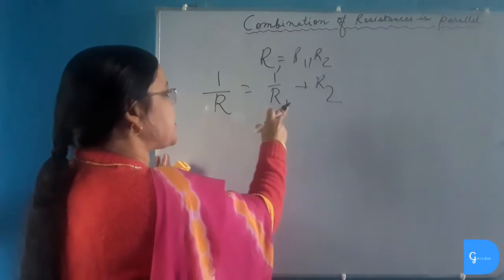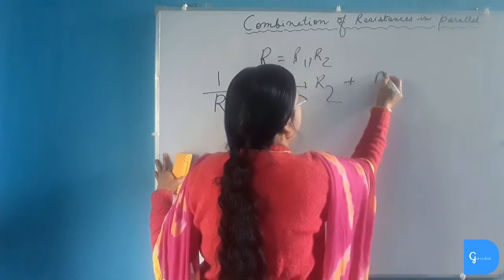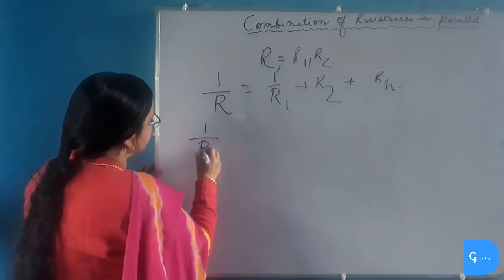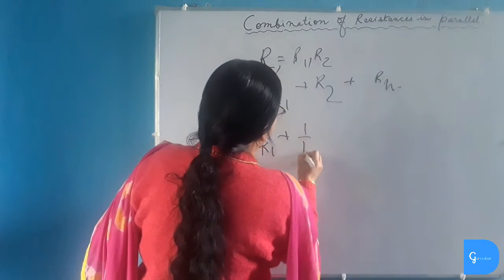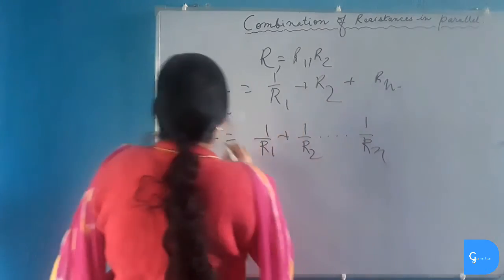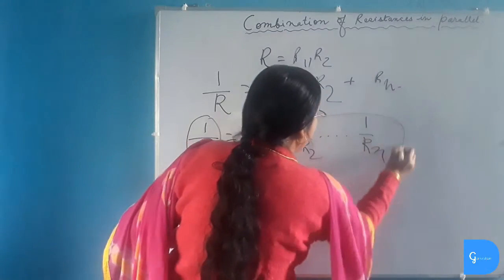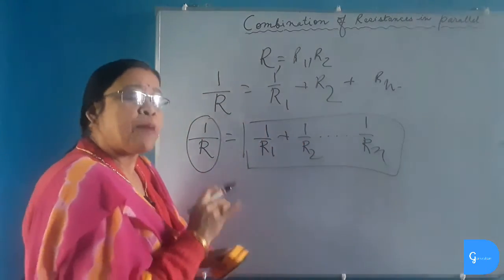We can connect as many number of parallel resistors as needed. We can connect Rn also. So in that case also the combined resistance will be 1 by R is equal to 1 by R1 plus 1 by R2 and so on 1 by Rn. That is, the reciprocal of the combined resistance will be equal to the sum of the reciprocal of all the individual resistance connected in parallel.